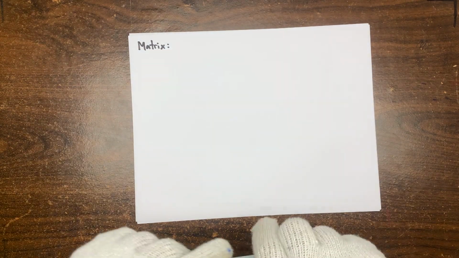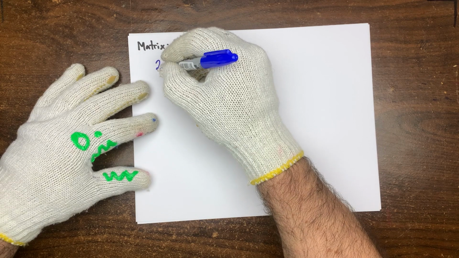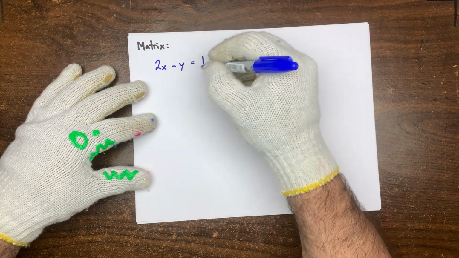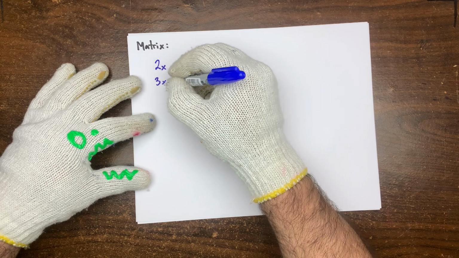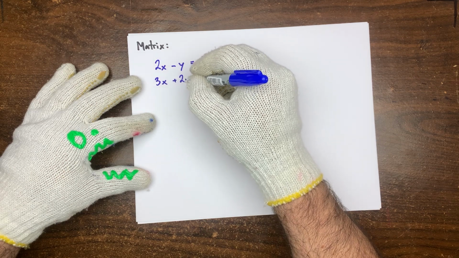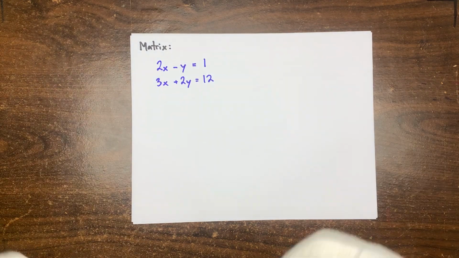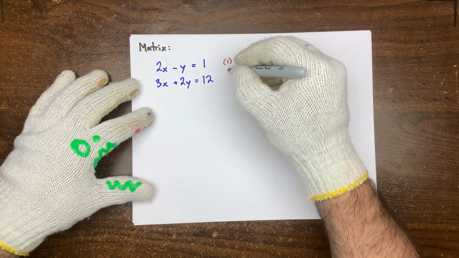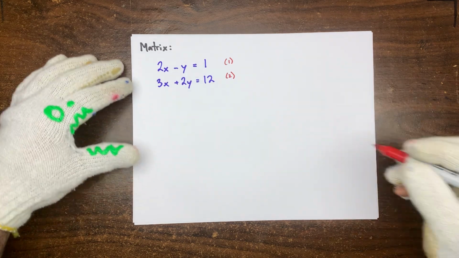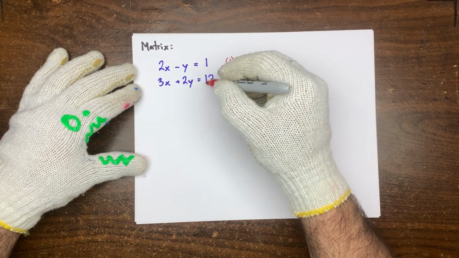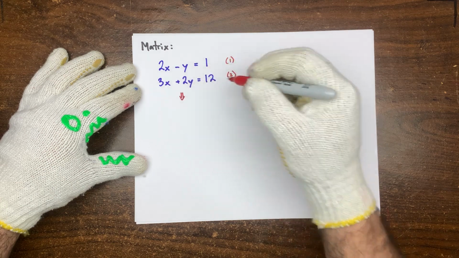Matrix way to solve linear sets of equations. Let's write down a linear set of equations. This is equation 1. This is equation 2. First thing we need to do to solve it with matrices is to convert it into matrix form.